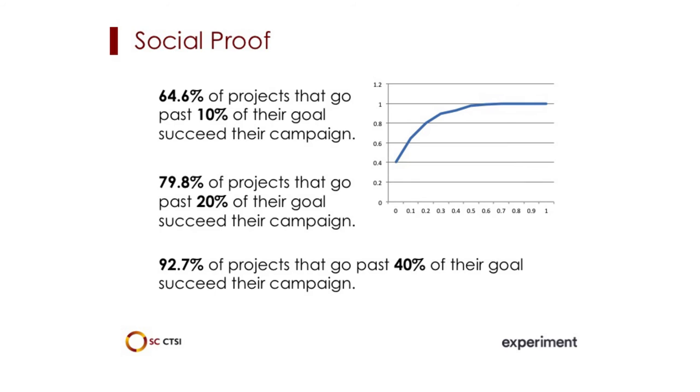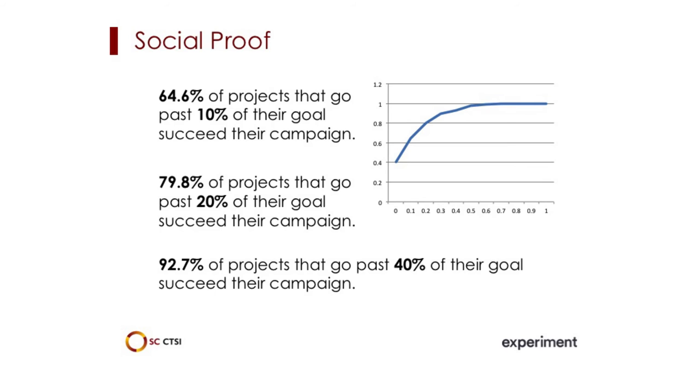So if you reach 10% of your funding goal, suddenly your chance of success goes up to 64%. If you reach 20%, that becomes 80. And if you reach 40% of your funding target, then you're 92% likely to succeed. So this is like an upward curve. This is expected. This is really ultimately social proof illustrated, where the closer you get to your goal, the more likely it is that you'll meet your goal.